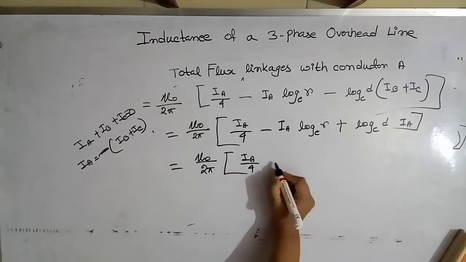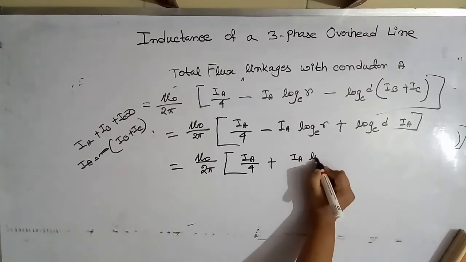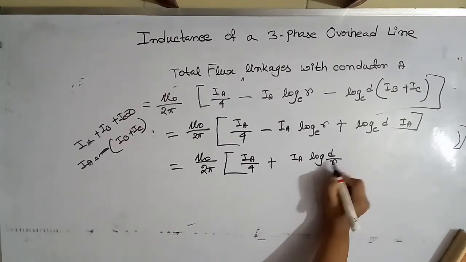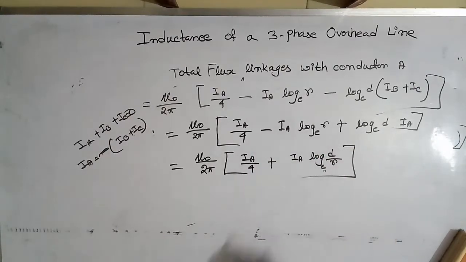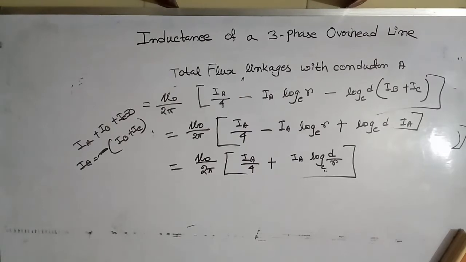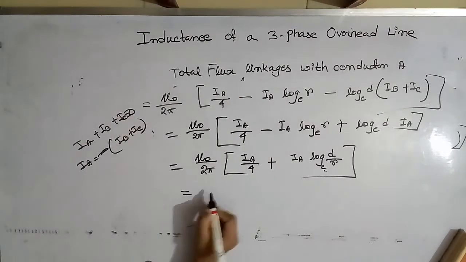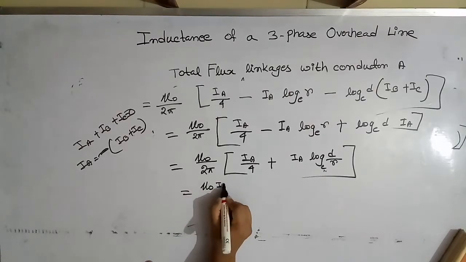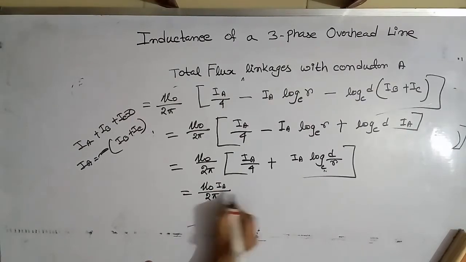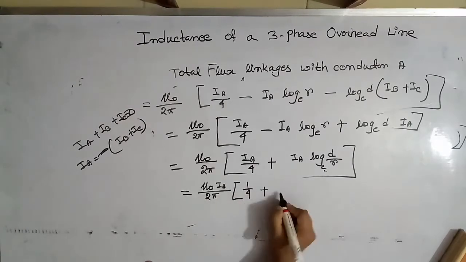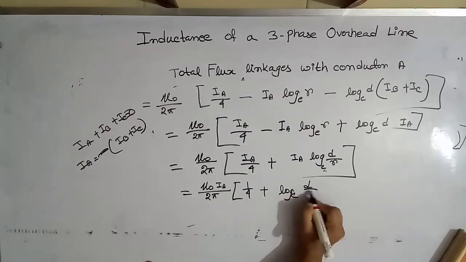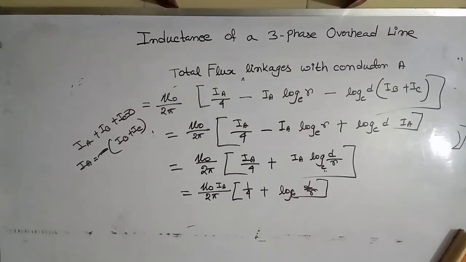IA by 4 plus IA log D by R. We can write this because log A minus log B equals log A by B. So, taking IA common, we get 1 by 4 log e B by R. So this is the flux linkage of conductor A when the conductors are separated by the same distance.